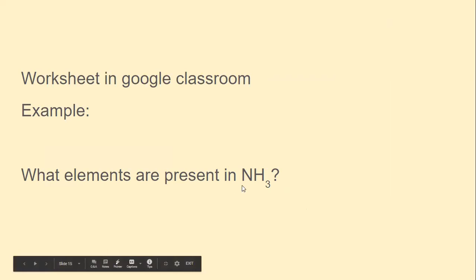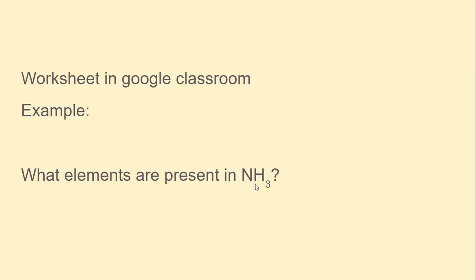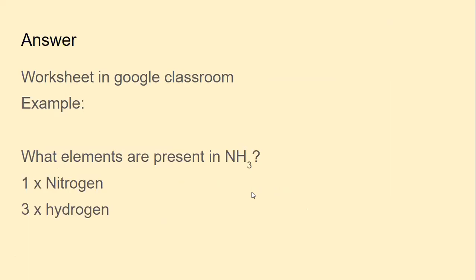What elements are present in NH3? Feel free to pause the video now and have a look back on your periodic table. We know that N is nitrogen, so that's one we looked at earlier in the activity, and H is hydrogen, so we know that nitrogen and hydrogen are the elements present in this compound here. And you may also be asked in the worksheet to identify how many of each. The 3 is connected only to the hydrogen, so we know that there's 3 hydrogens and 1 nitrogen.